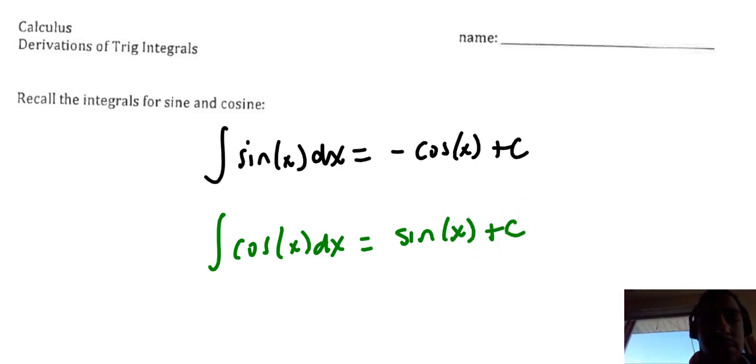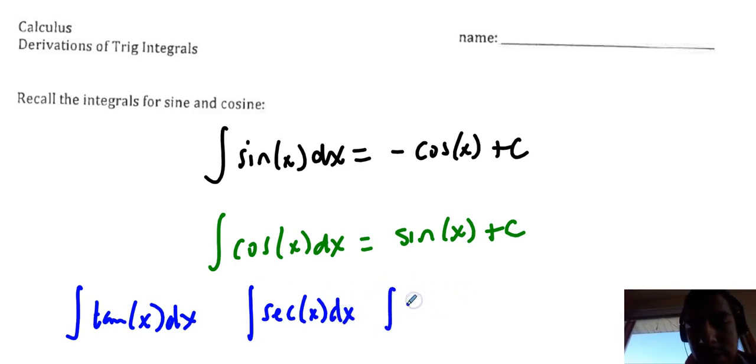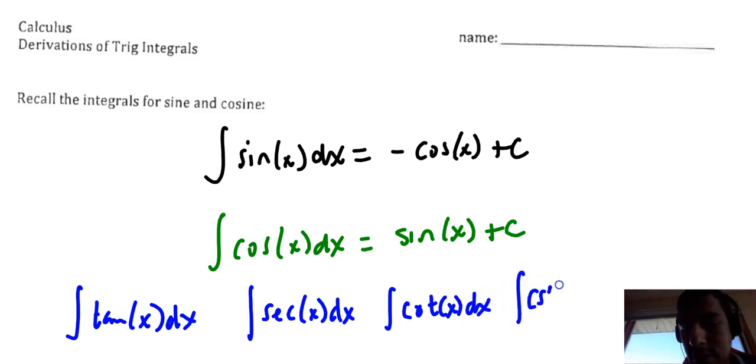Now what we're going to be interested in is the antiderivative of tan x. You don't have to write this down right now because we're going to write it down in a second. We're going to want to know the antiderivative of secant x, because why not? We're going to want to know the antiderivative of cotangent of x. And we should also know the antiderivative of cosecant x, my best friend.